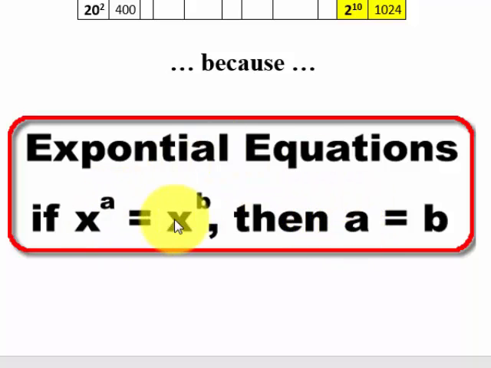Say that again. The bases are the same, there's an equal sign between them, the exponents have to equal each other.